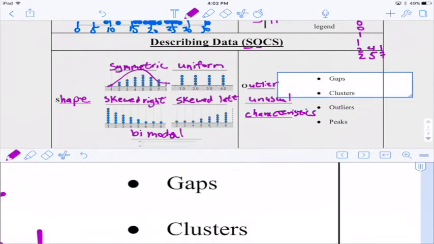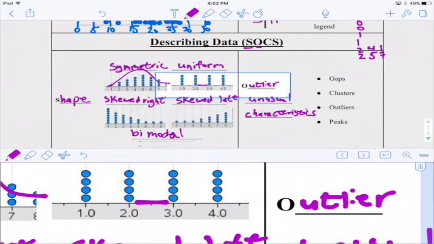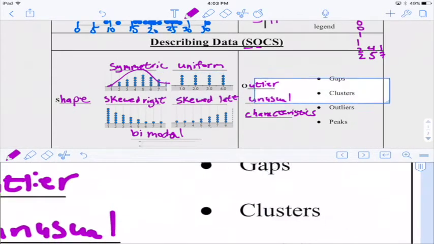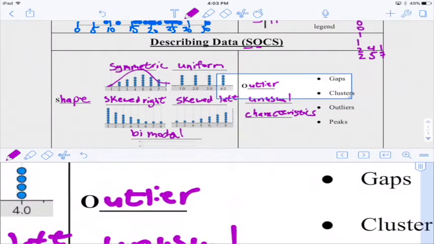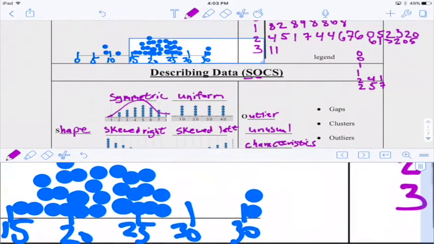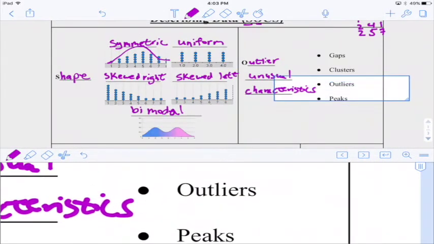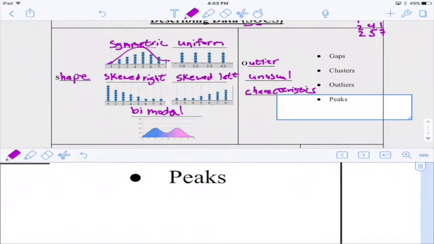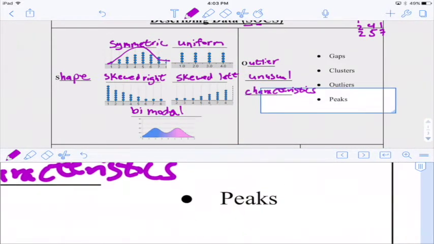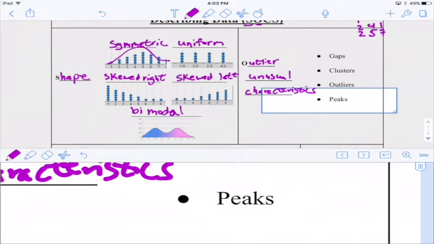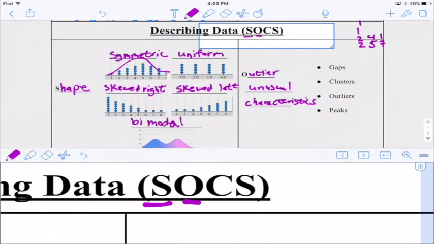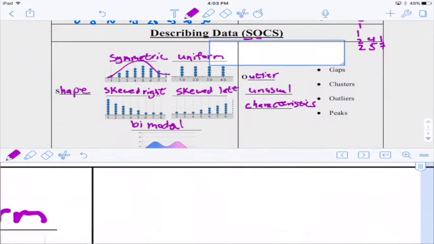So we have gaps in our data. If there's like a big gap, there's a little bit of a gap here, but nothing out of the ordinary. A cluster is similar to an outlier. This would kind of be like a cluster where we have 3 dots that are kind of farther away. Outliers, there's a formal definition that I'm going to show you, but just again far away from the data, and then peaks. So this is if we have different numbers of peaks, kind of like the bimodal, trimodal, or if we have kind of like a weird little peak somewhere. So we have shape, outliers, and unusual characteristics.